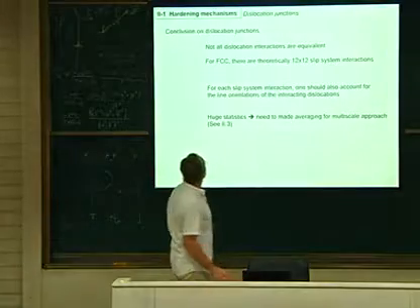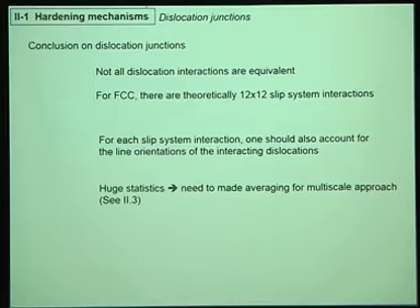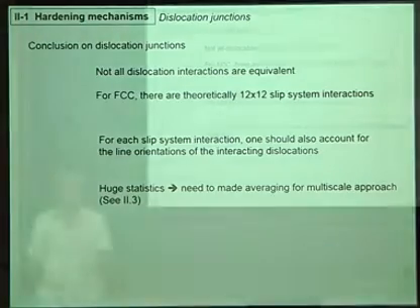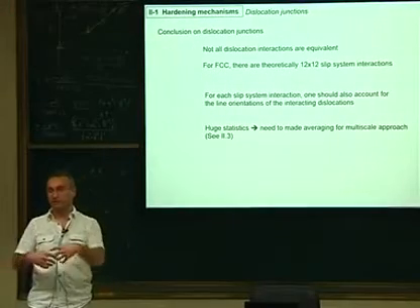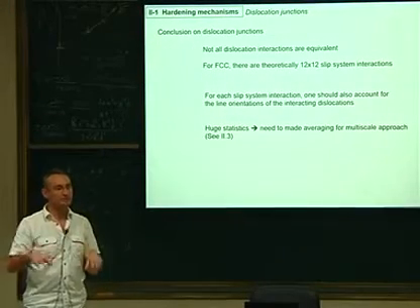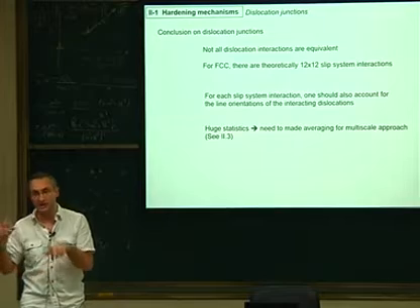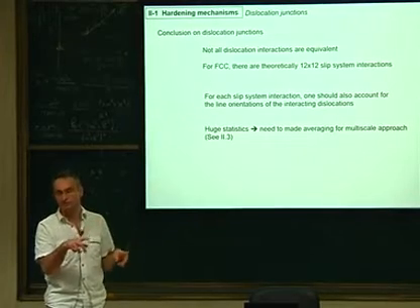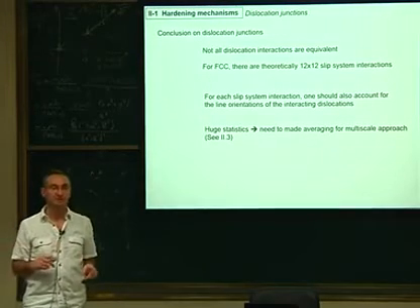Okay? That's it? So the conclusion for that, and tomorrow we'll see a bit more on this in chapter 3: not all dislocations are equivalent, we saw that. For FCC, there are theoretically 12 by 12 slip systems. For each of them, we should account for all the possible orientations. So this is more complexity, and you have huge statistics. So usually we don't do that one dislocation at a time. We put many dislocations together and make a kind of averaging of the two-system interaction with dislocation dynamics. And this gives an average coefficient of interaction between two slip systems.